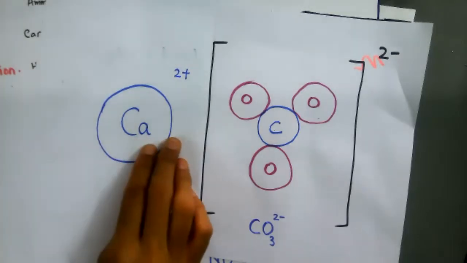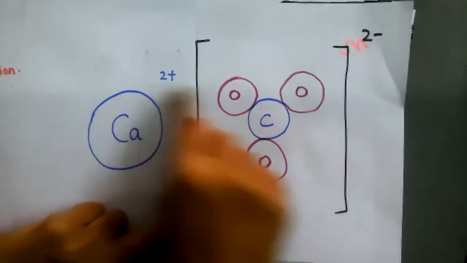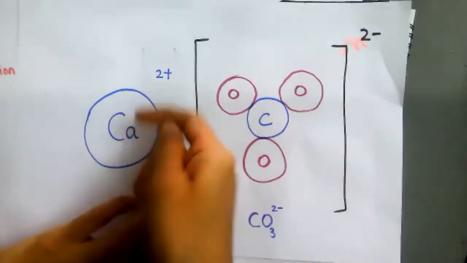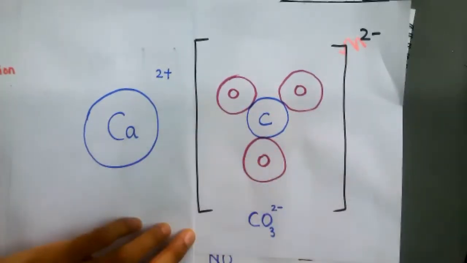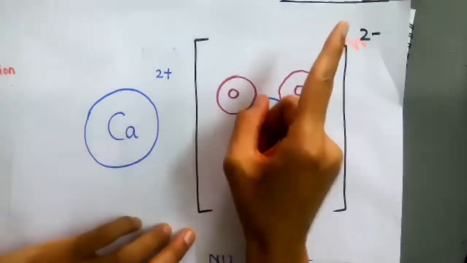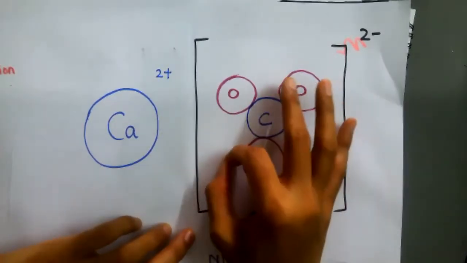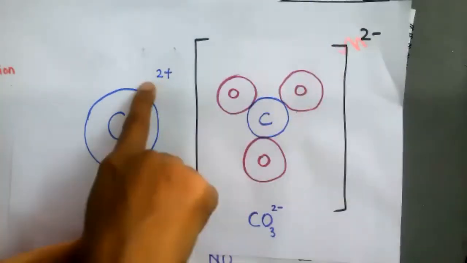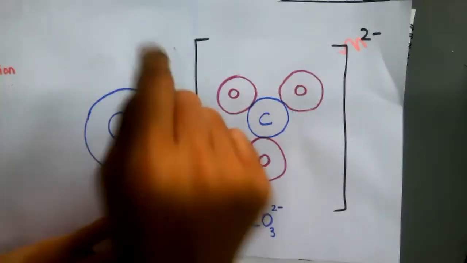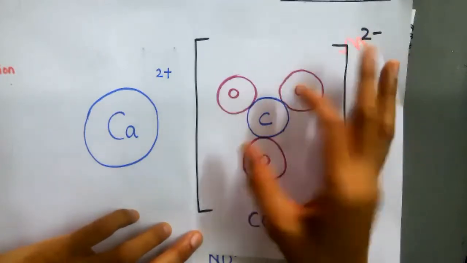Ionic. Say it loudly. Ionic. Why? Because they are not sharing electrons with each other. They are together just because of the attraction between the opposite charges. So is this an ionic compound or a covalent compound? Ionic compound. You might say that there's a covalent bond thing going on here, so how come this is ionic? This is ionic because there is attraction between positive and negative charges. Whenever there is attraction between positive and negative charges, it is an ionic compound, though it might have covalent bonds within the polyatomic ion.